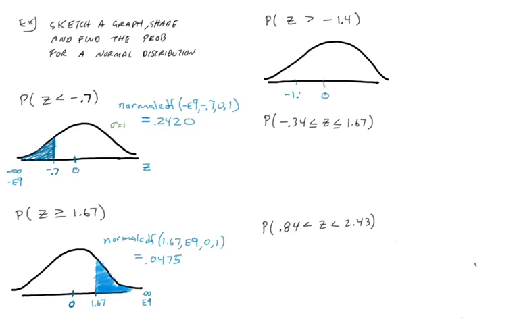Let's try the case where we're going in between two values. Not yet, not between two values, but greater than. So there's negative 1.4, and we want greater than, so to the right.